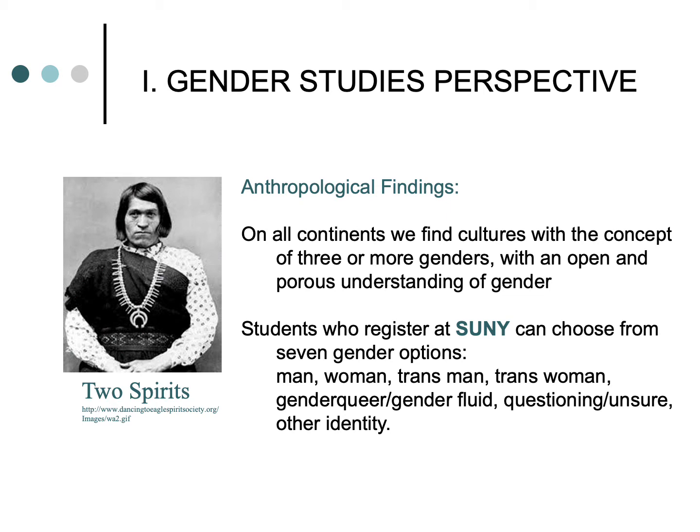And in recent years, there was also a lot of critique of the binary system of gender in Western countries. So, for example, students who register at the State University of New York can choose from 7 gender options: man, woman, trans man, trans woman, genderqueer or gender fluid, questioning or unsure, other identity.